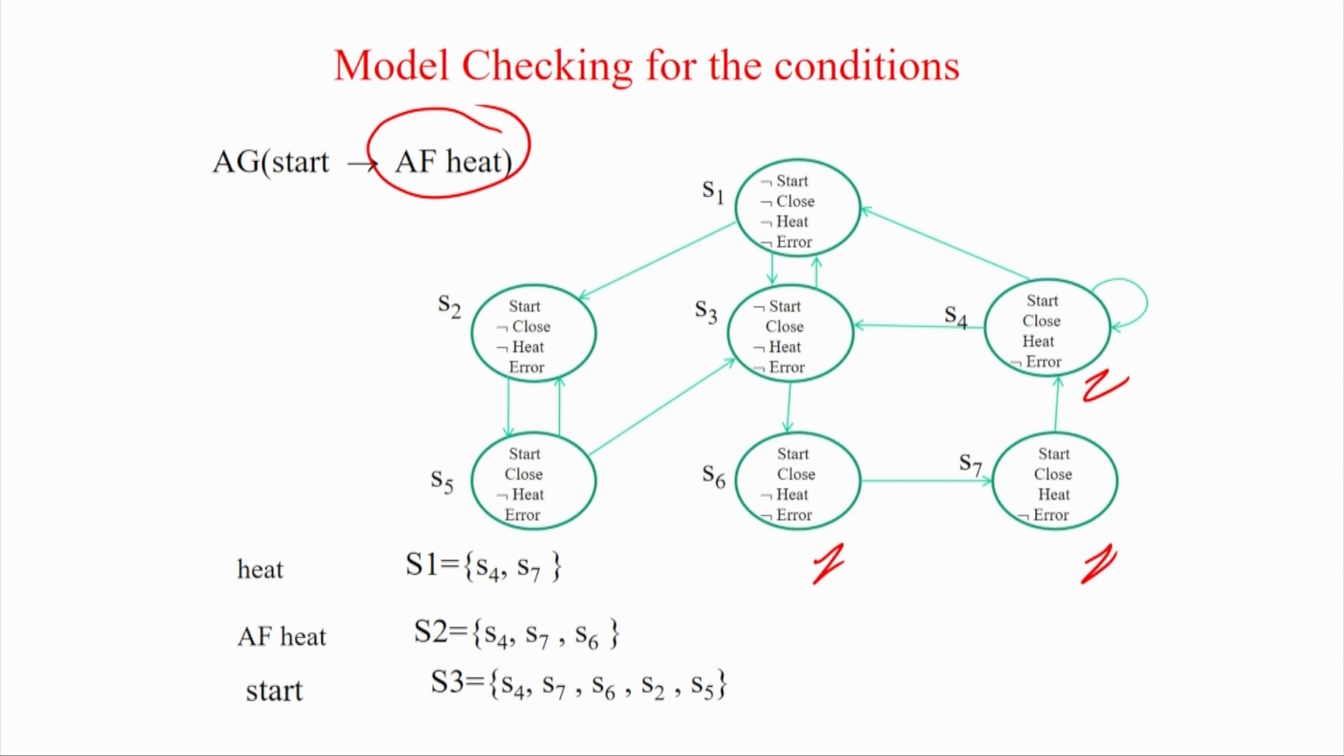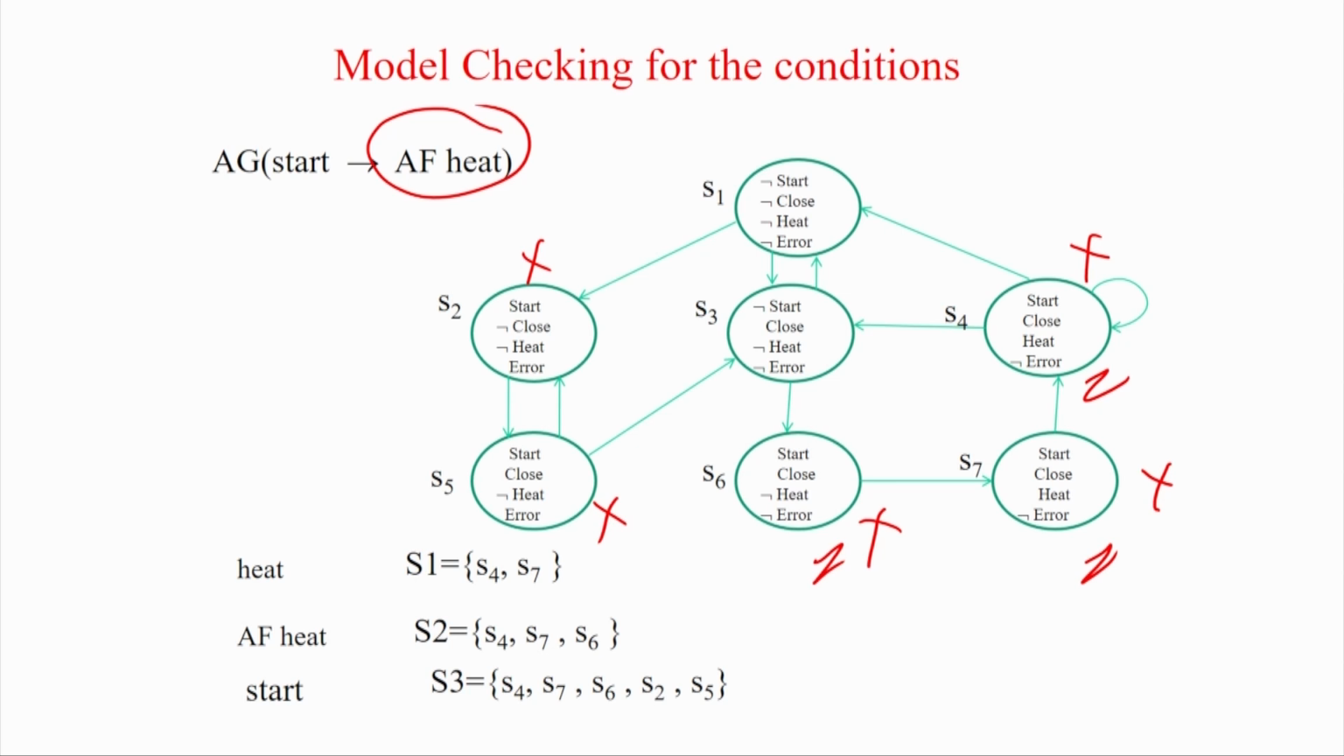So start is true, I will make a cross, over S4, S7, S6, S2 and S5. These are the states where start is going to be true. Now, start implies AF heat. It is very important that in S2 and S5, AF heat is going to be false. So these are the two states where AF heat is false, S2 and S5.